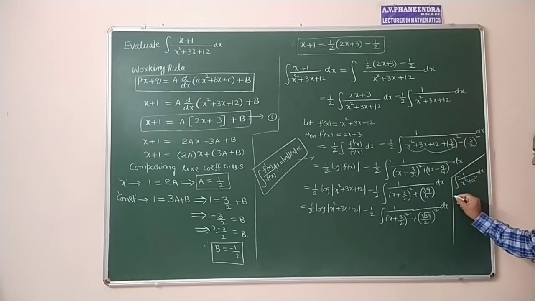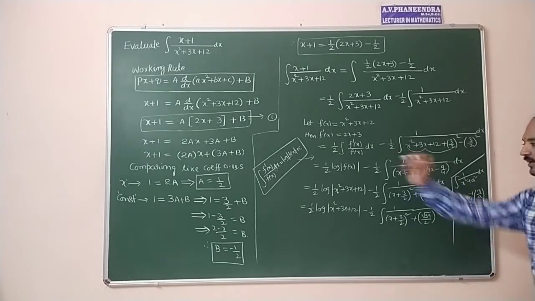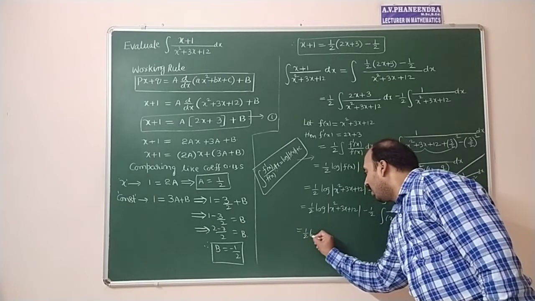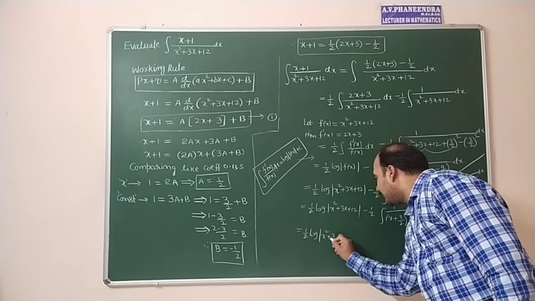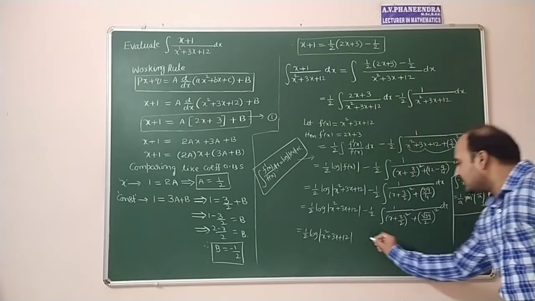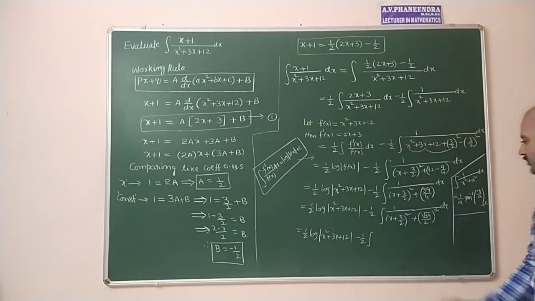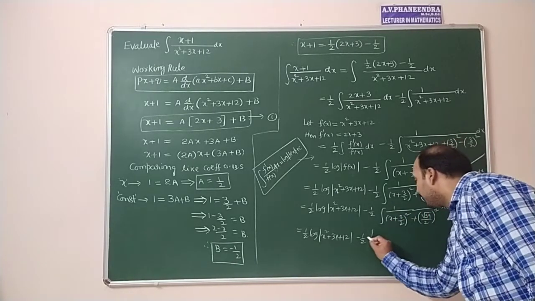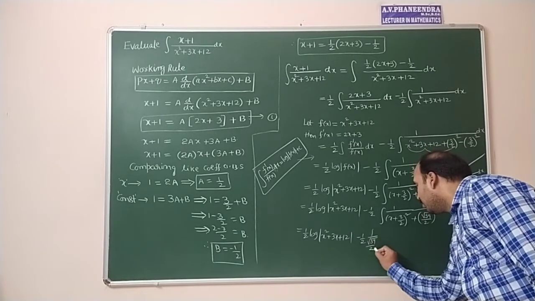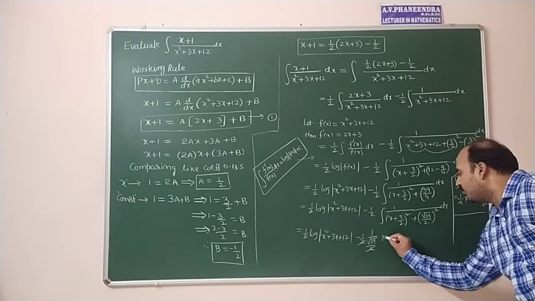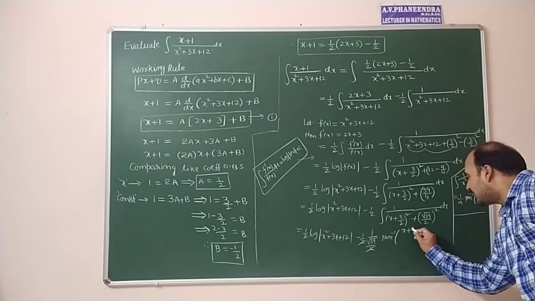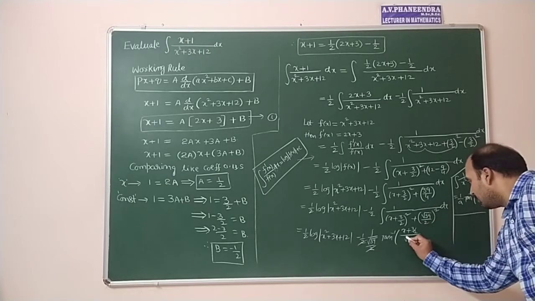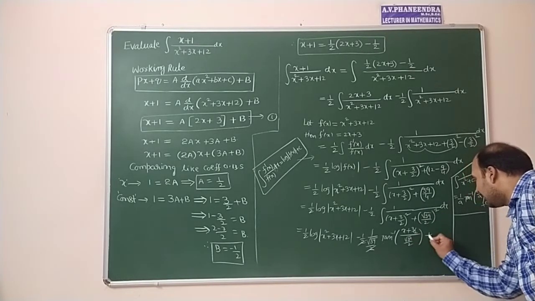Now it is in the form of integral 1 by x square plus a square into dx. We are going to apply this formula: 1 by a into tan inverse x by a plus c. So now this is x, this is a. Last two steps. Half into log mod x square plus 3x plus 12 minus 1 by 2 integral, 1 by a into tan inverse x by a. A value is root 39 by 2. So 1 by root 39 divided by 2, here 2 gets cancelled. Tan inverse of x plus 3 by 2 divided by root 39 by 2 plus c.